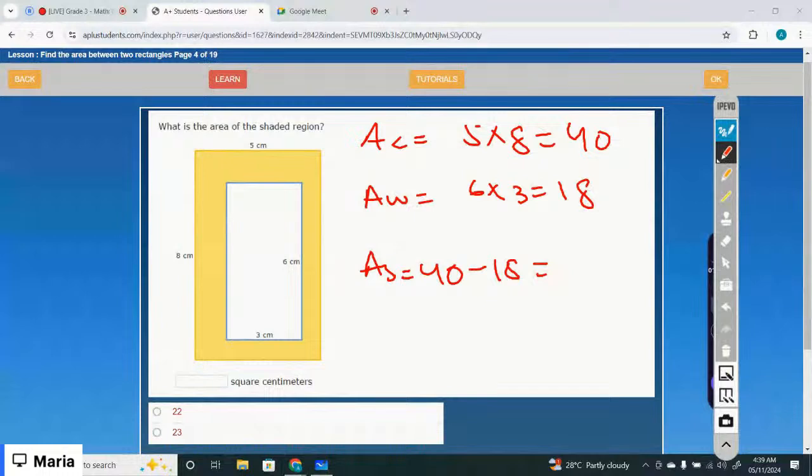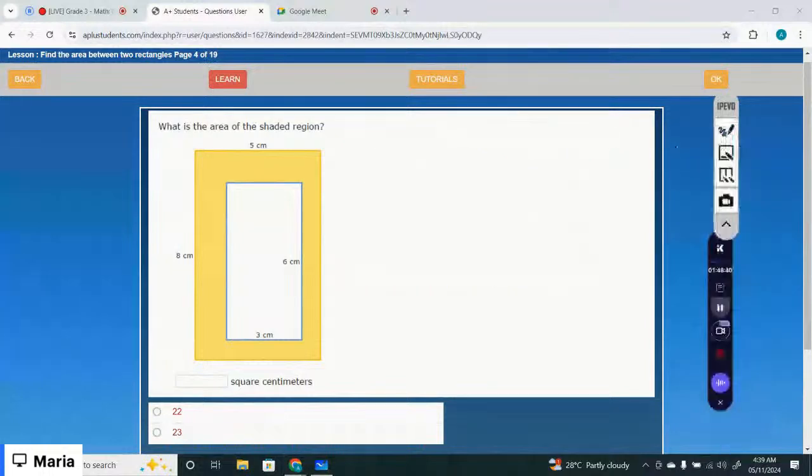the correct option is 22. Option number 1 is the correct option. So the correct option is option number 1 is the correct option, that is 22.